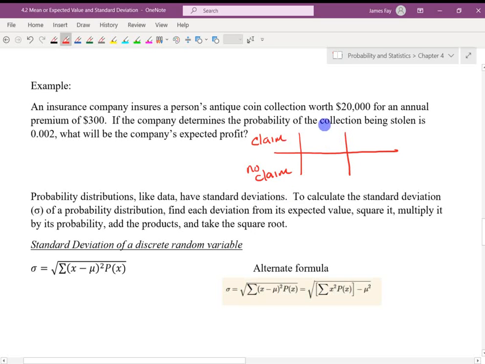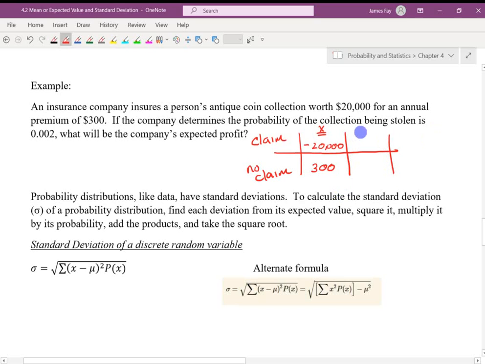My X value, my random variable, can take on two values, okay? And I'm the insurance company right now. We're setting this up as the insurance company. So the insurance company, okay, if there is a claim, they're losing $20,000, right? No claim, they're making $300. Those are the two values that our discrete variable can take on.